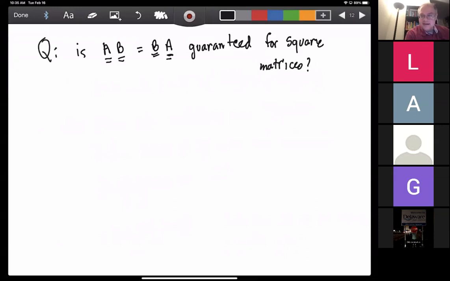Okay, so what do you think? At least both of these products are going to be defined. They'll have the same size. Do you think they have to be the same thing? Okay, so somebody in the chat says no. Several people say no, and the answer is no.